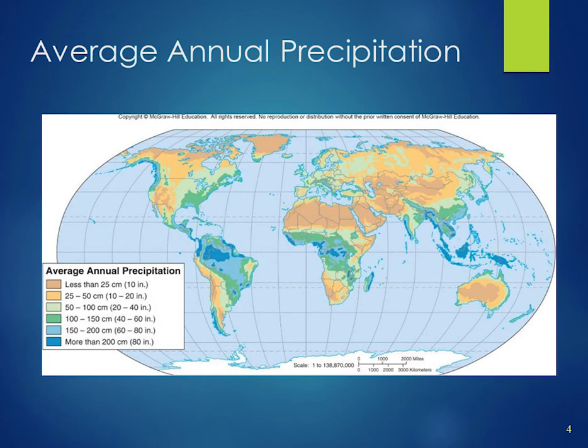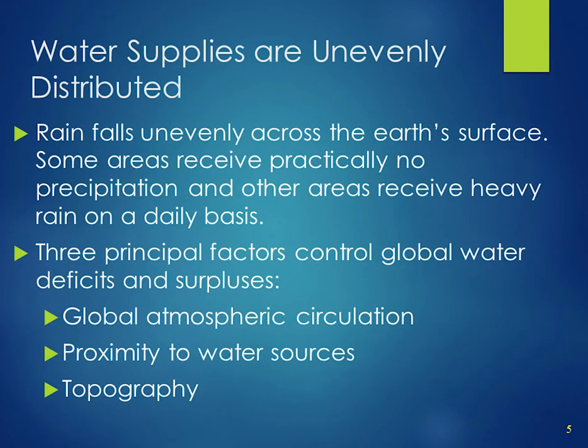A map of average annual precipitation. Water is not evenly distributed across the Earth's surface. This occurs for many reasons. As you recall in our discussion about the atmosphere and biomes, areas of the Earth where high pressure systems dominate are characterized by very little rainfall: deserts. Conversely, areas where low pressure dominates, the tropics, there is a lot of rain. Other factors that affect water distribution are how close an area is to water and topography.